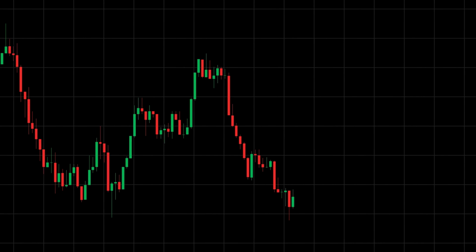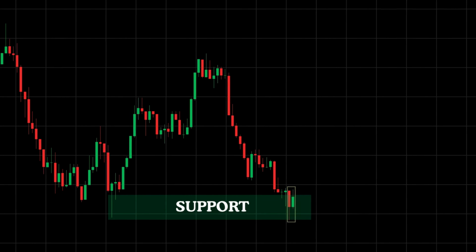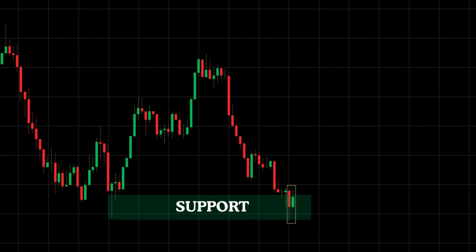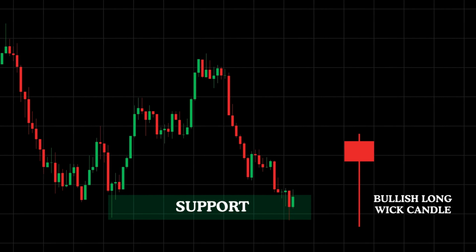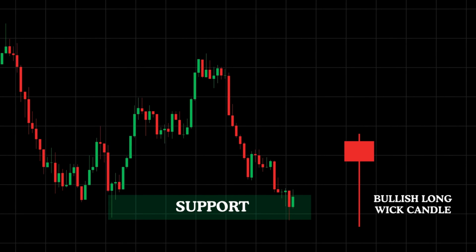Here, we're at a support level, but the current candle pattern isn't clear, and it's hard to tell what the market is trying to do. So, we blend the two candles. The result gives us a bullish long wick candle. This is a hidden bullish signal, revealed through blending, and we're also at a major support zone.